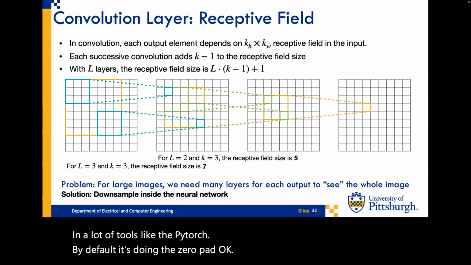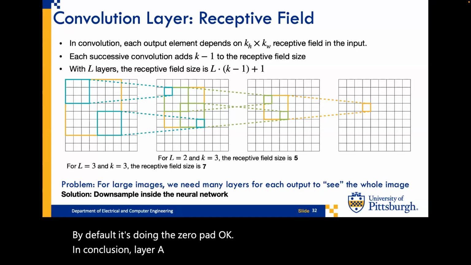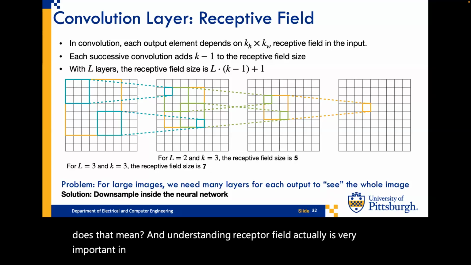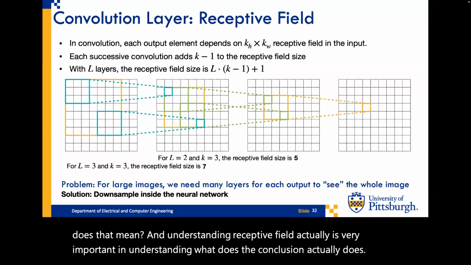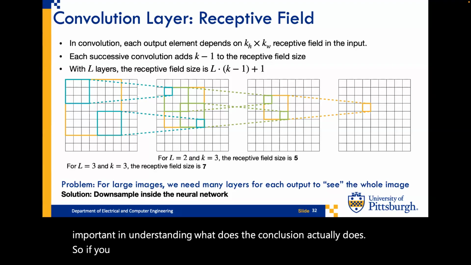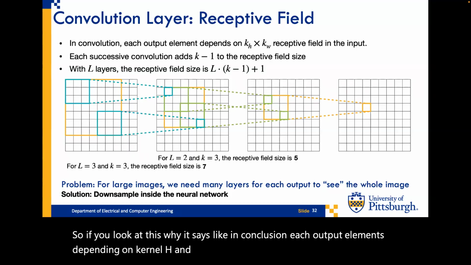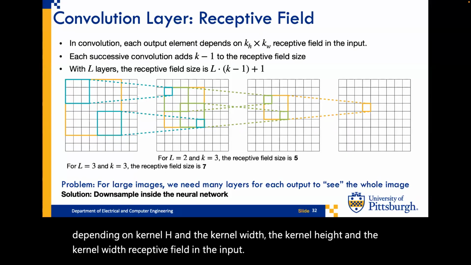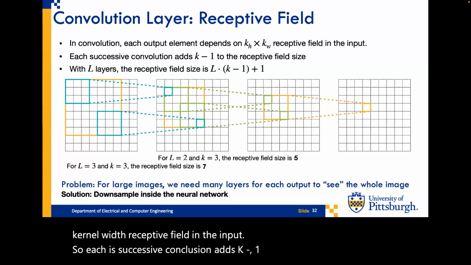In a convolution layer, a very important concept is the receptive field. Understanding the receptive field is very important for understanding what the convolution actually does. In convolution, each output element depends on the kernel height and kernel width receptive field in the input. Each successive convolution adds k minus 1 to the receptive field size. What does that mean?